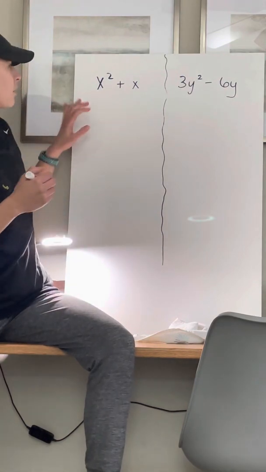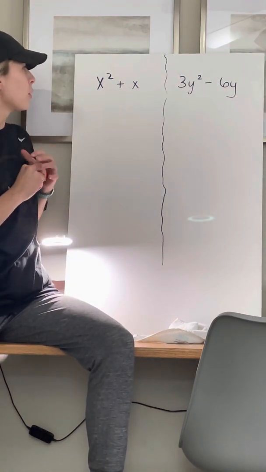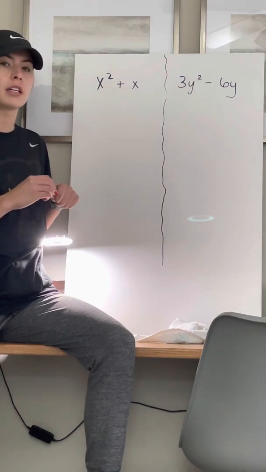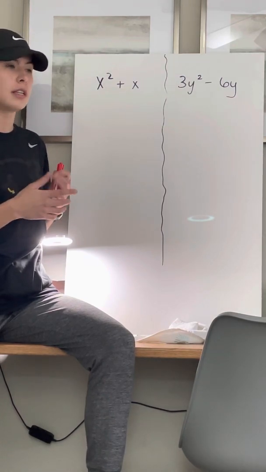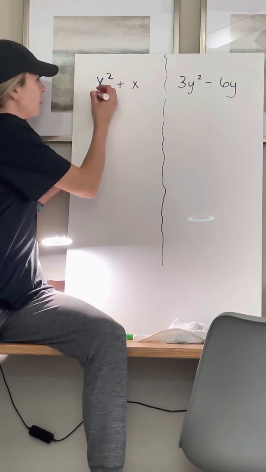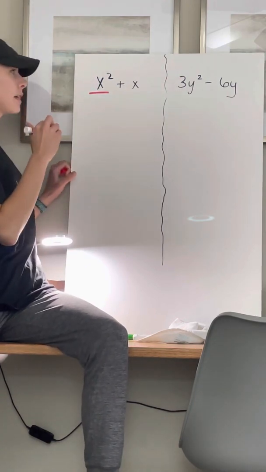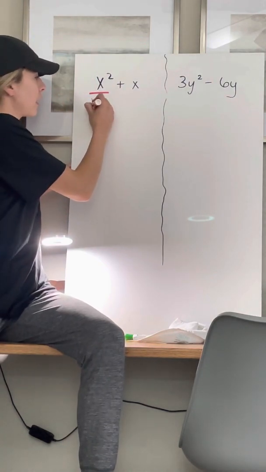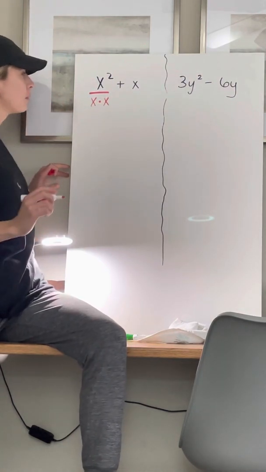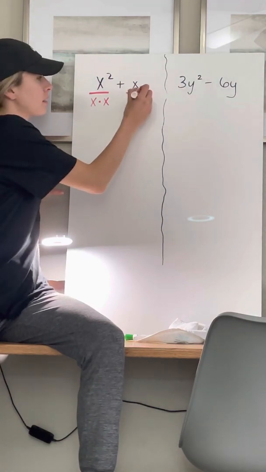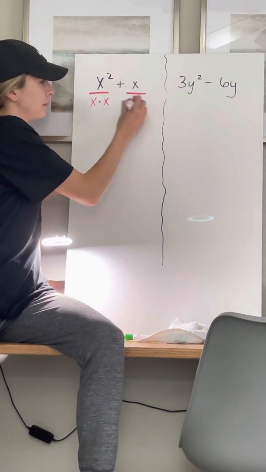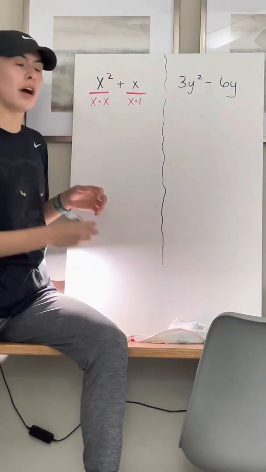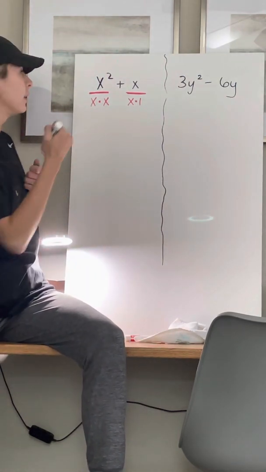So let's go ahead and look at this first problem. We have x squared plus x. We need to figure out what both terms have in common in order to factor out the GCF. So let's break this down a little more, just so you guys can visually see what's going on here. Our x squared is x times x, right? Our x is x times 1. So when we break it down that way, now you can really see what each of them have in common.